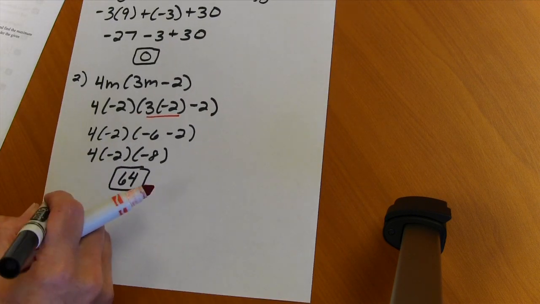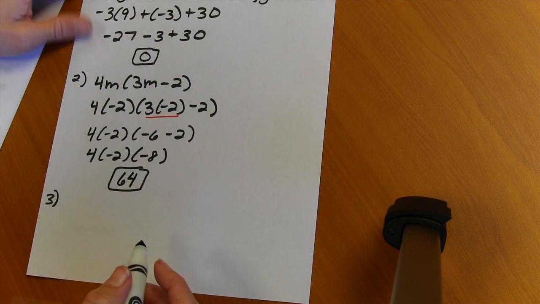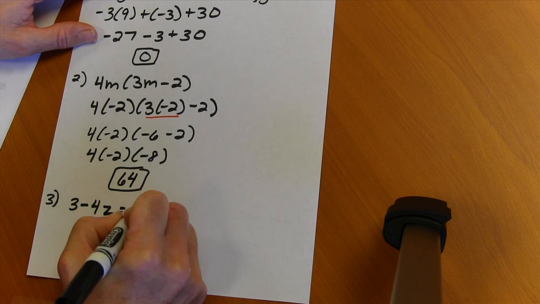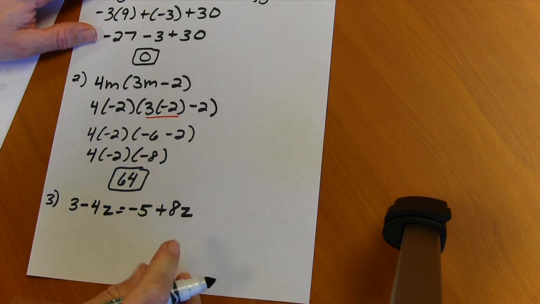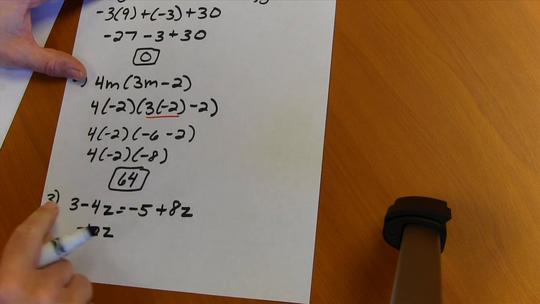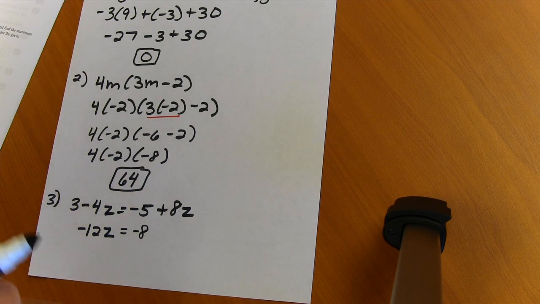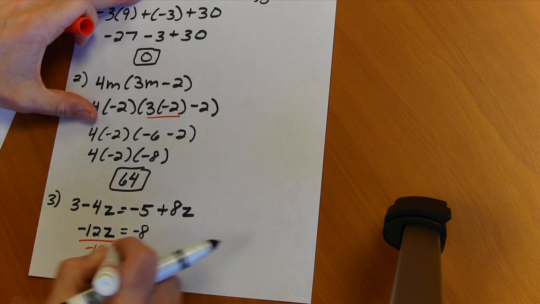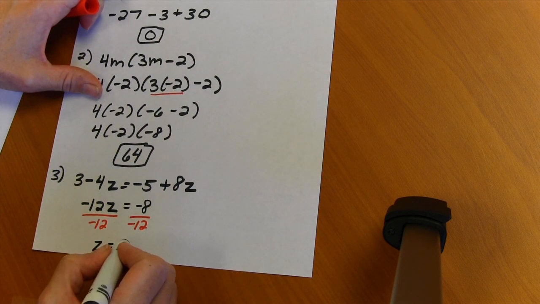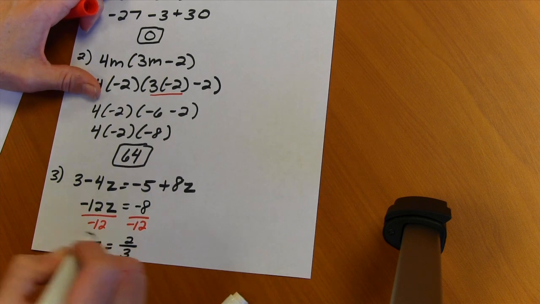Number 3, solving the equation. We want to get the variable on one side, numbers on the other. I'm just going to subtract the 8z to the left, subtract the 3 to the right, divide by -12. Z will equal, reduced, a positive, 4 goes into each, 2/3.